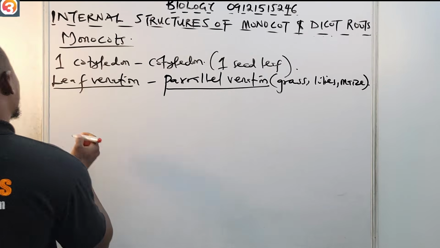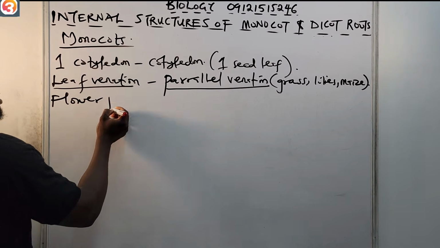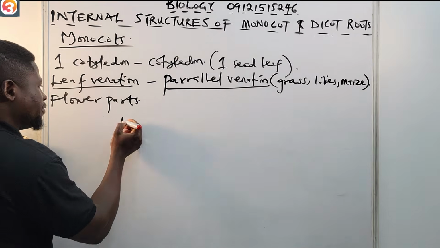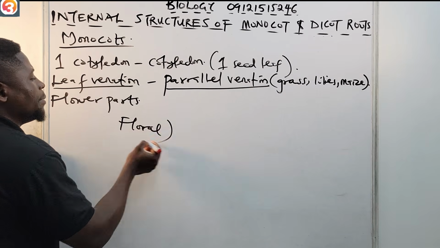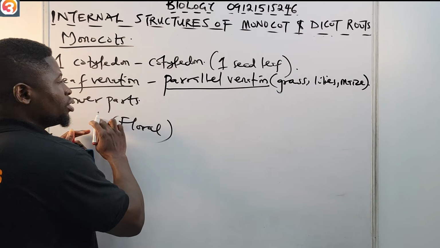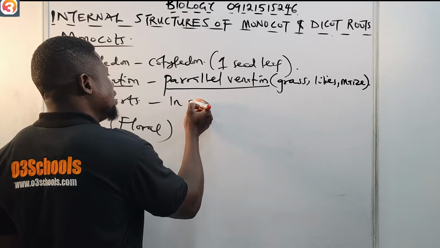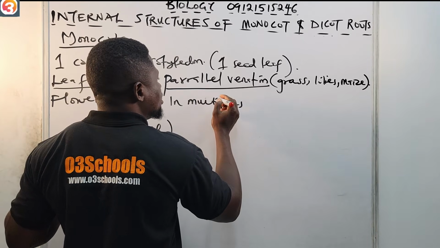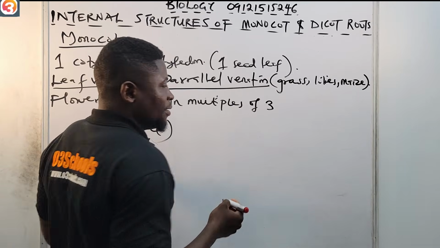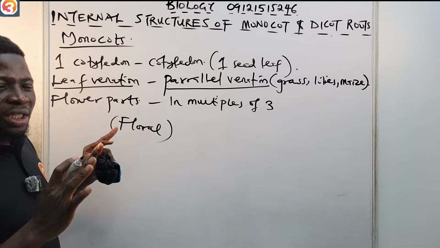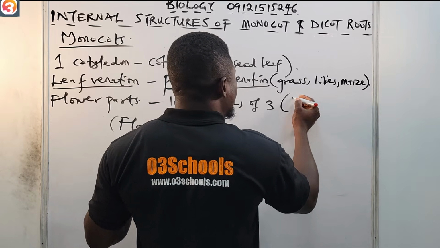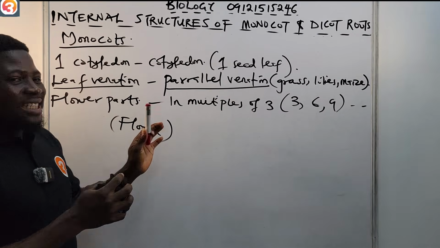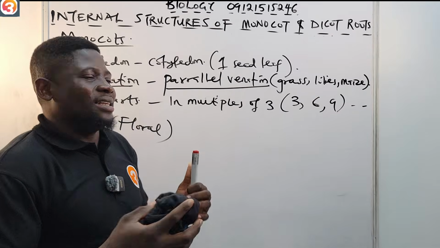Also, classify them in terms of flower parts. How are their floral parts arranged? For monocots, they are arranged in groups, usually in multiples of three. Their floral parts are arranged in multiples of three. For example, we can have three, six, nine, and the likes. So this is how their floral parts are arranged.